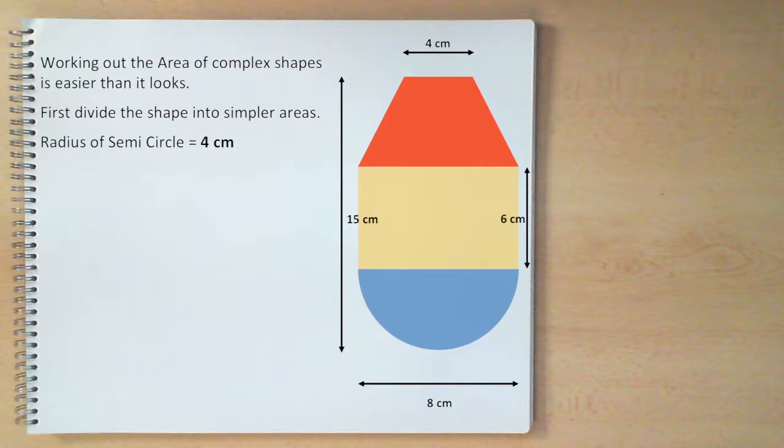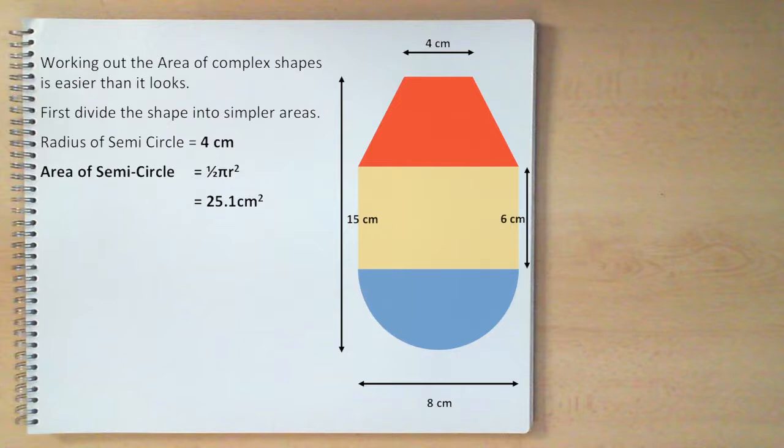The width of the whole of that shape is 8 centimetres, so the radius of the semicircle is going to be half of that, which is 4 centimetres. We know, because we've said it enough times and we've remembered it, that the area of a circle is pi r squared. So the area of a semicircle, half a circle, is half of pi r squared. So if we put our value of r into that equation, we get a value for the area of the semicircle of 25.1 centimetres squared.